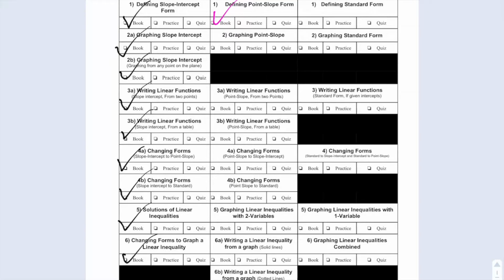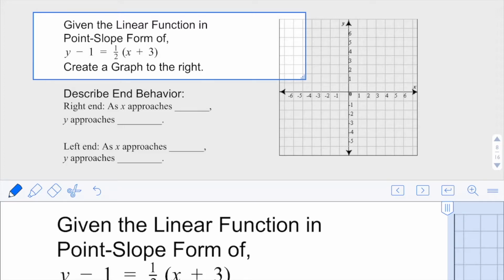Hello, Algebra 1 students. Here we are in Unit 5, Tier 2, Lesson 2, Graphing Point Slope Form. Check off your booklet, please. Here we are in Lesson 2 of Tier 2, Graphing a Point Slope Form.